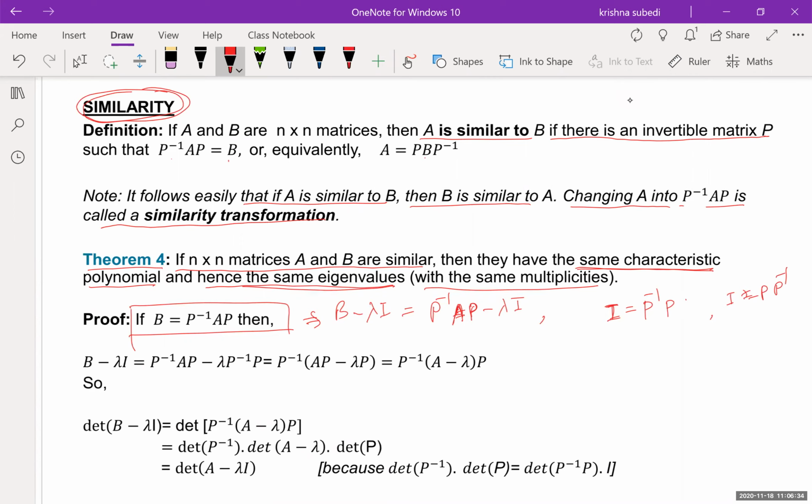Now let's look at this. B minus lambda I equals P inverse AP minus lambda I. I copy this and replace that I by P inverse P. And now I can take P inverse common. If I take P inverse common, then what remains is AP minus lambda P. So that means P inverse, and I can take the P common on the right-hand side of this factor: P inverse times A minus lambda I, times P. You should be very careful about the positions, because AP may not be equal to PA. In matrix multiplication, the commutative law doesn't work. So pay attention to the place, okay?